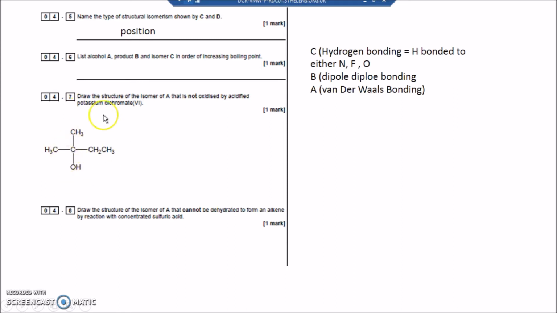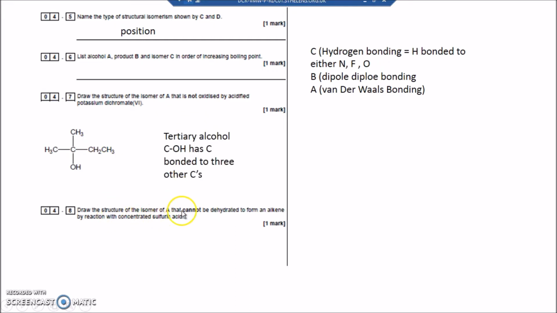Turn into aldehyde, and if you carry on heating it with potassium dichromate, eventually it'll turn into a carboxylic acid as well. But anyway, the question is saying which one is not oxidized, so I'm looking for a tertiary alcohol, so I'm looking for an OH bonded to a C, and therefore I can only have a methyl group, and to make the right number of carbons I can have an ethyl group here.